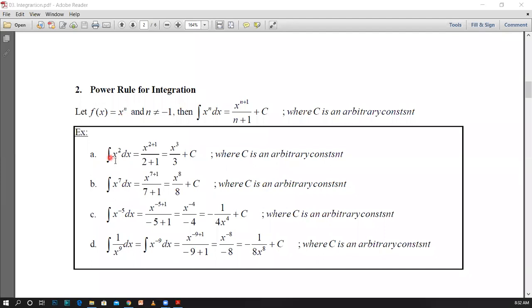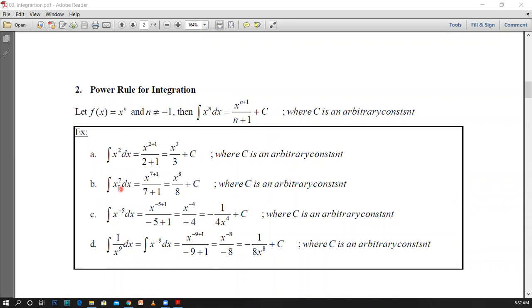Therefore, now you can see that the integral of x squared dx is given as x to the power n plus 1, it is 2 plus 1, divided by n plus 1. The existing power is 2. Then 1 has to be added. Then the final answer would be x to the power 3 divided by 3, and you have to add this c since it is an arbitrary constant that we are defining in the indefinite integral.